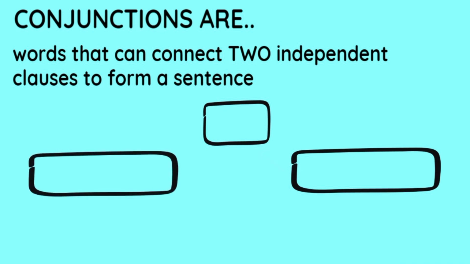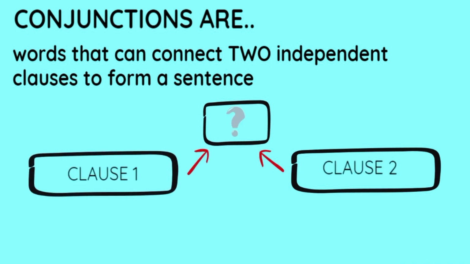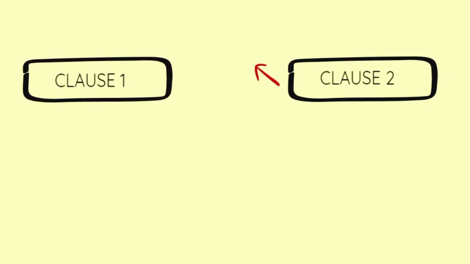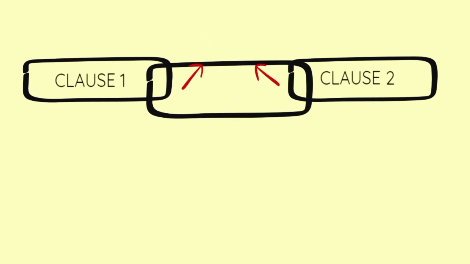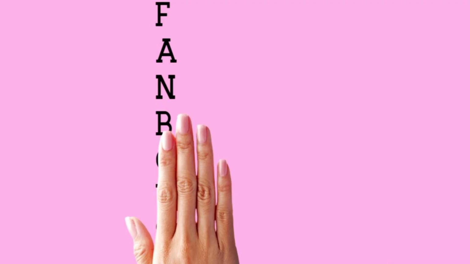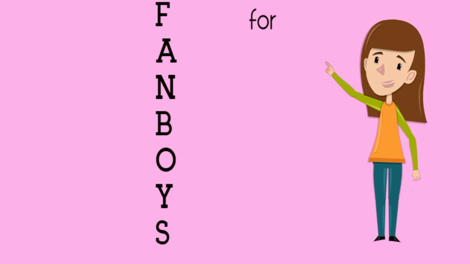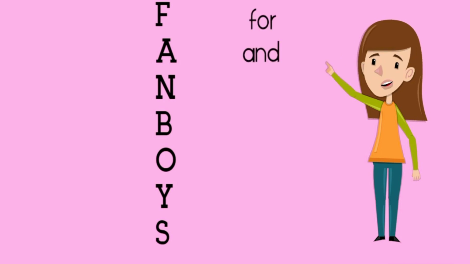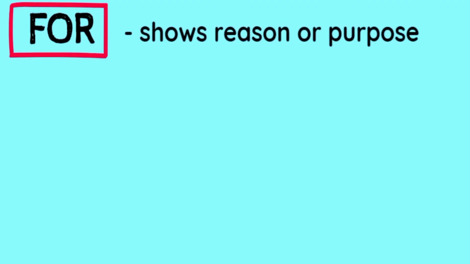Conjunctions are words that can connect two independent clauses to form a sentence. For example, clause 1 and clause 2. The words that can connect clause 1 and clause 2 are FANBOYS: for, and, nor, but, or, yet, and so.